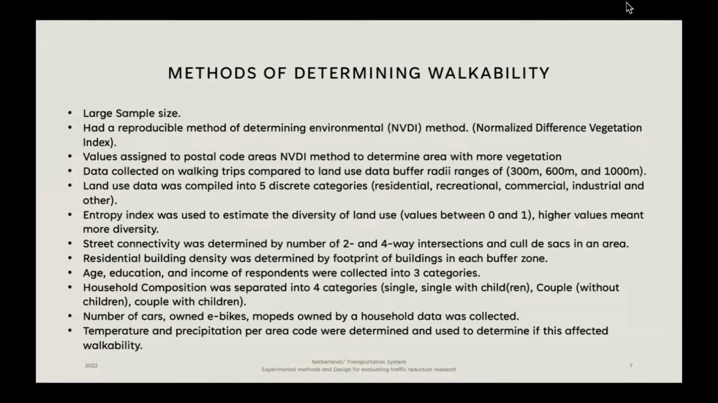So I focus more on the methods they used to determine walkability, because if you can understand how they determined the Netherlands' current walkability parameters, you can apply the method to many other parameters such as vehicle use and such.